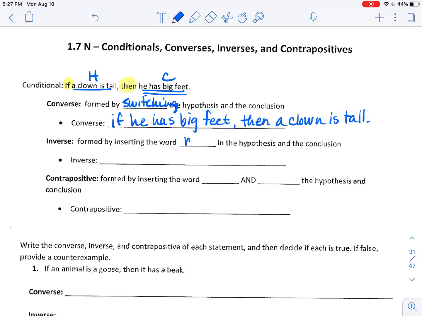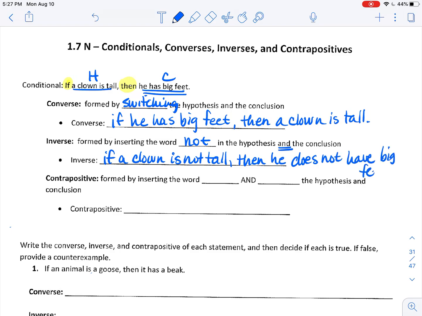The inverse is formed by inserting the word not into the hypothesis and the conclusion. So we're going to have the word not twice. We go back to the conditional. If a clown is not tall, then he does not have big feet. All right, so I inserted the word not in both the hypothesis and the conclusion.